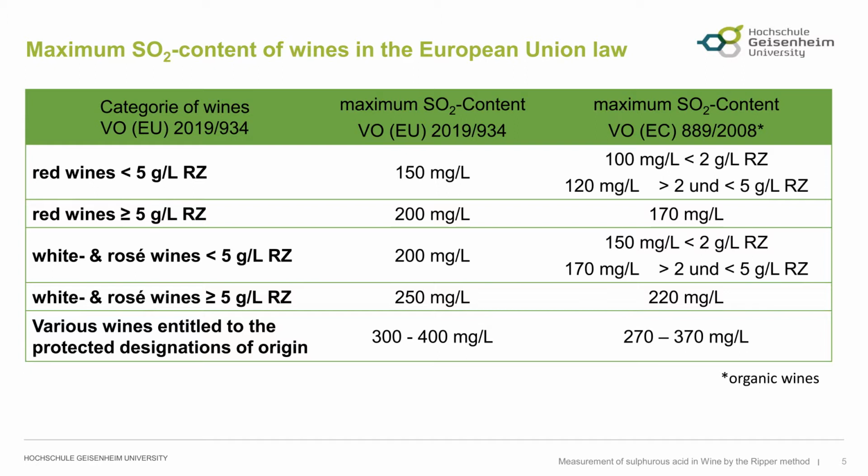In addition, the content of total SO2 is limited by law in the European Union. For example, red wines with less than 5 grams of residual sugar may contain a maximum of 150 milligrams of total SO2 per liter. The maximum content of free SO2 is not defined in numbers, but you must not smell or taste it. In countries outside the European Union there are also other maximum values.